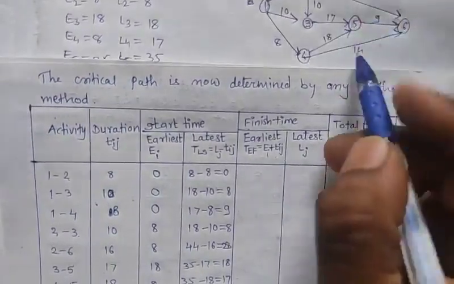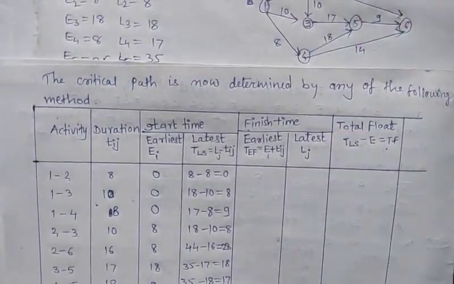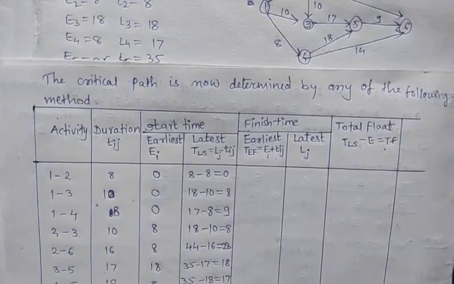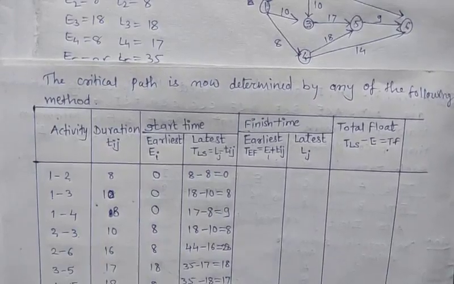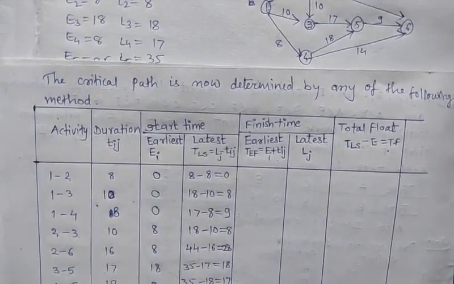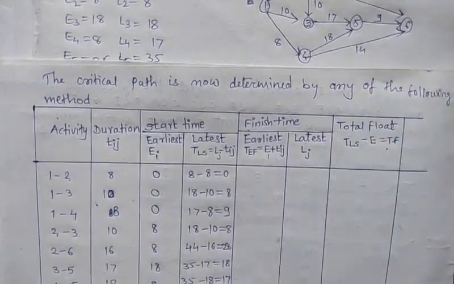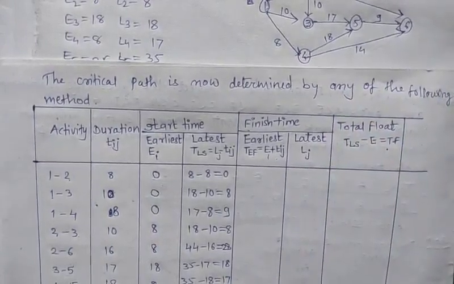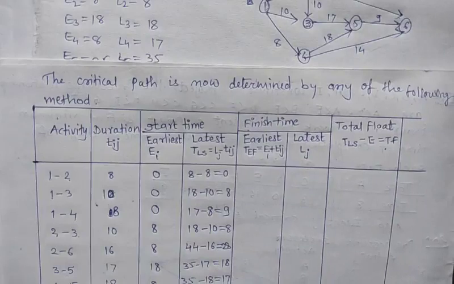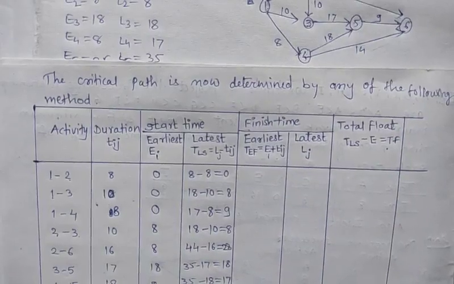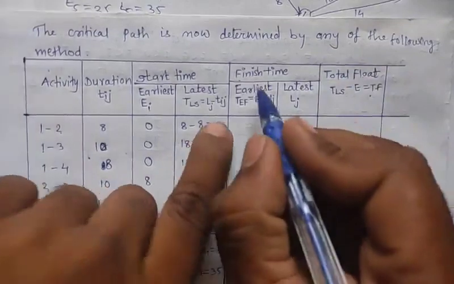T46 having distance 14. So 44 minus 14, which is equal to 30. And last L6, which is 44 minus T56 is 9, which is equal to, we get distance is 35. Okay. Now next calculate finish time.